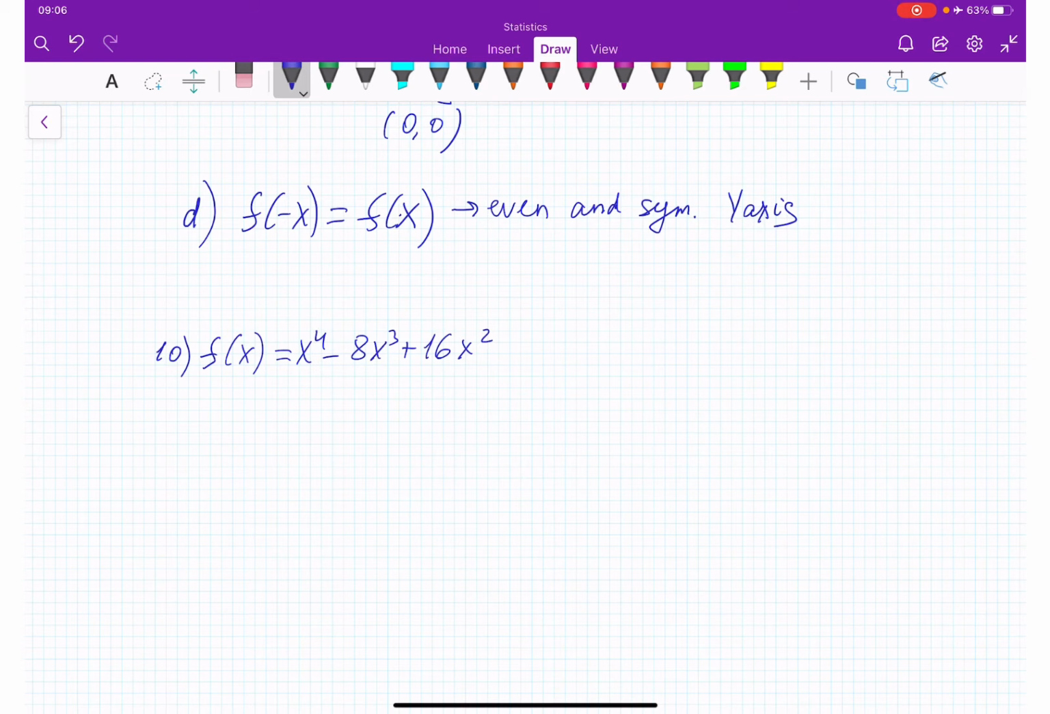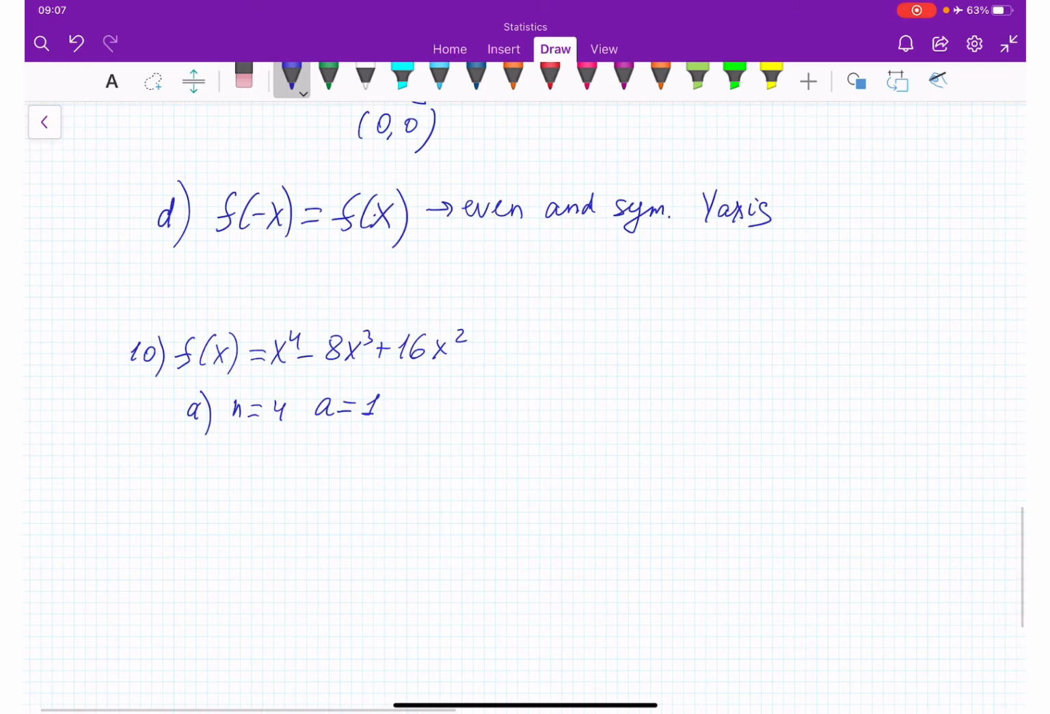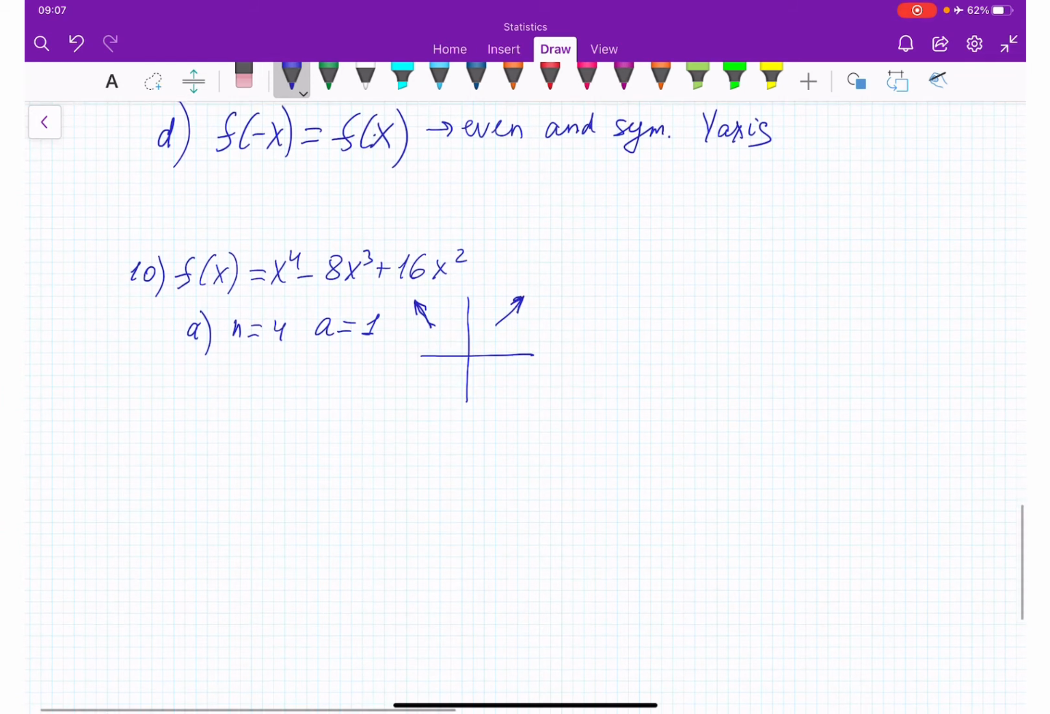All right, let's see what's going to happen. So, end behavior: our n is 4, the highest degree, and our a is 1, which means a is positive and n is even. So the end behavior is going like this. Okay, B.